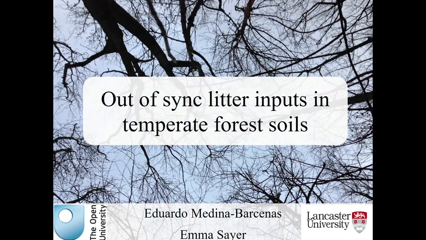So I started thinking about how there were a lot of interesting things. First, that it didn't happen for all of the species. And second, I started thinking, how would this affect soil carbon dynamics? So I wanted to design an experiment to look into this.